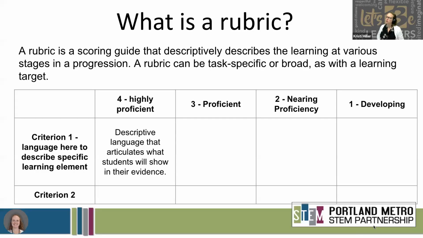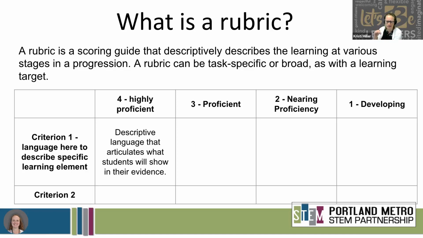Okay, so first let's define what a rubric is. When we want to describe the progression of learning for a topic, we use something called a rubric. And on the far left side, we have criterion that make up the components of the learning. So for example, you might start with a broad learning target, like chemical reactions. And then your criterion would be all of the pieces that you'll be teaching about chemical reactions.